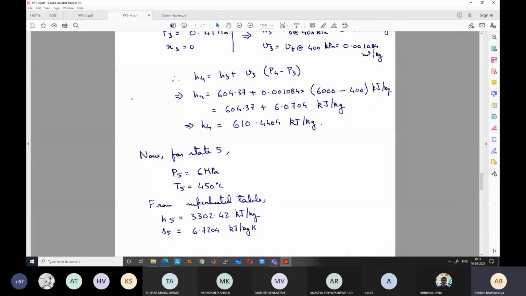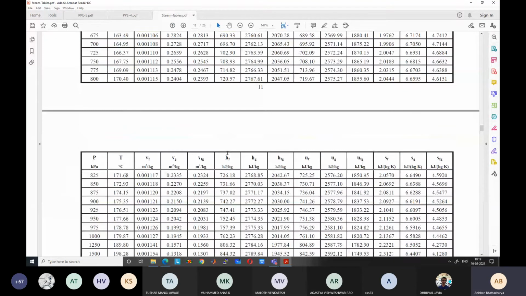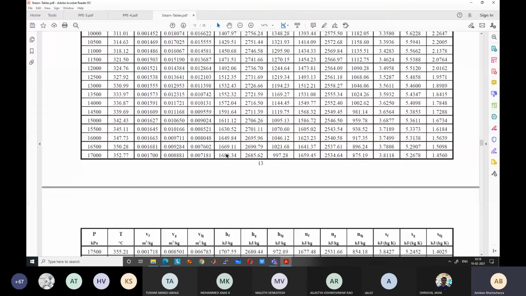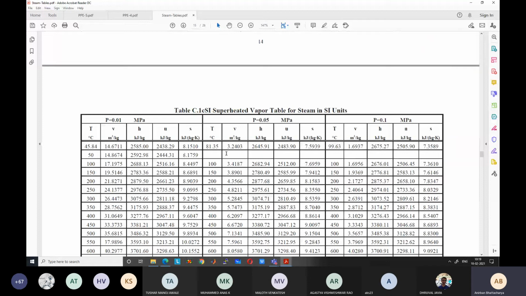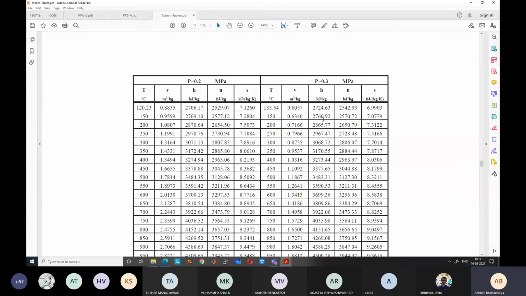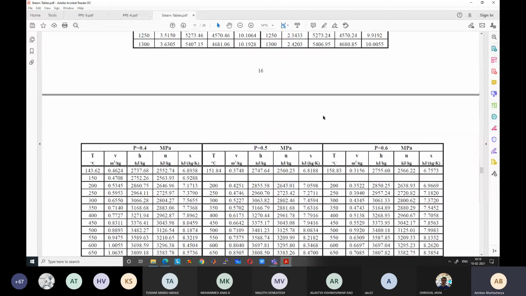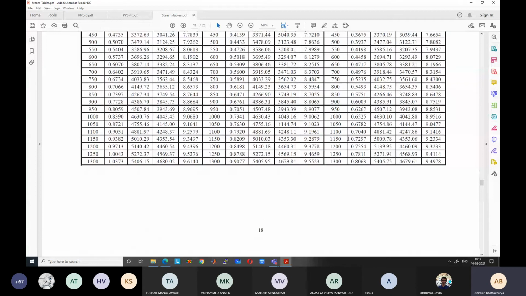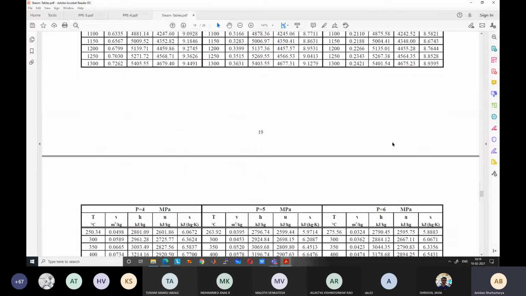So we have to go to the superheated table, and you should be comfortable in using the superheated table also. So this is the superheated vapor table. What is the pressure that we need to go to? 6 MPa pressure. So this is 0.01, 0.05, 0.1. We have to go much further down the table. 0.2, 0.3, 0.4, 0.5, 0.6. So we have to go to 6 MPa. 0.9, 1, 2, 3, 4, 5, 6 MPa.